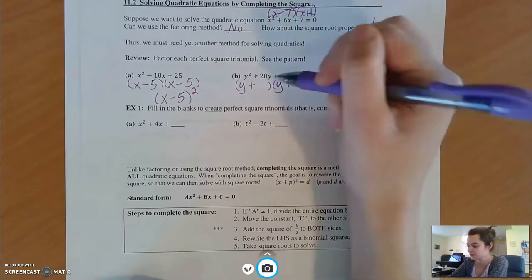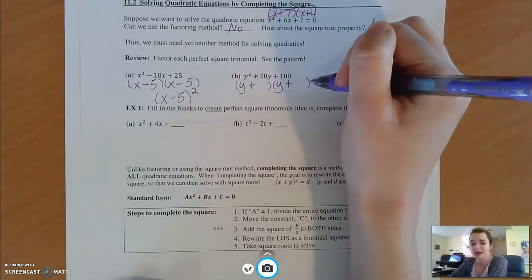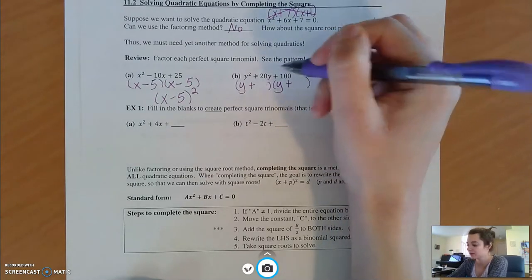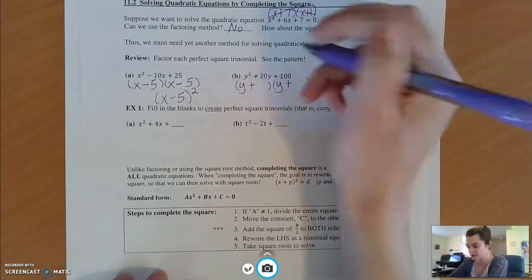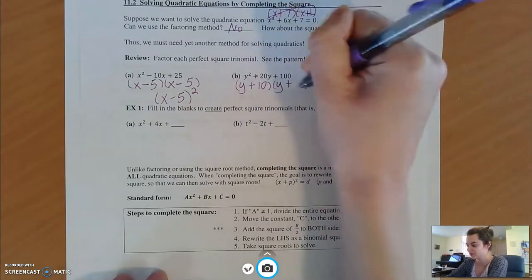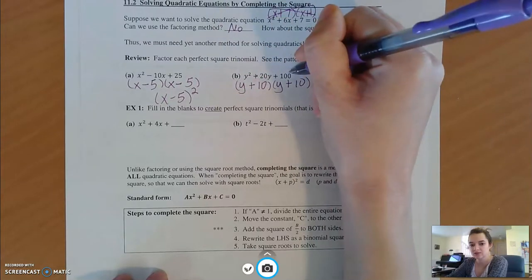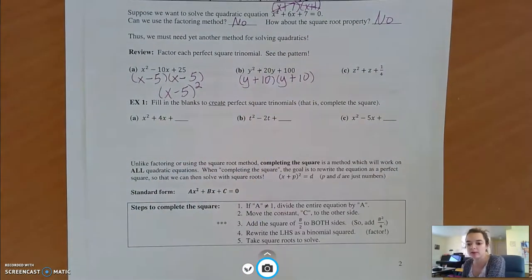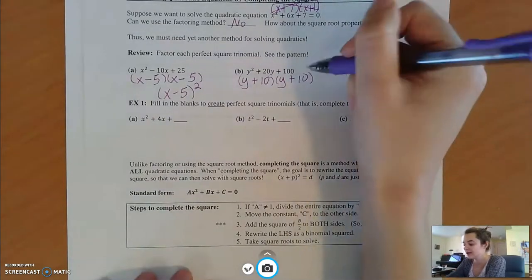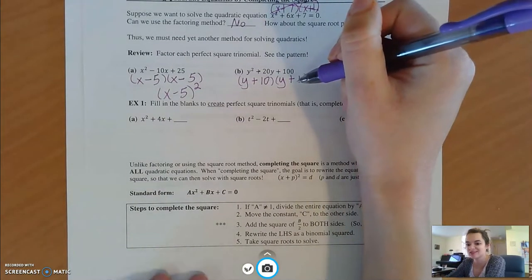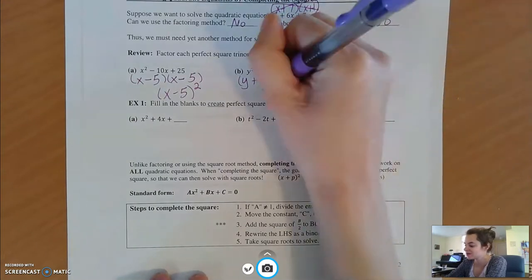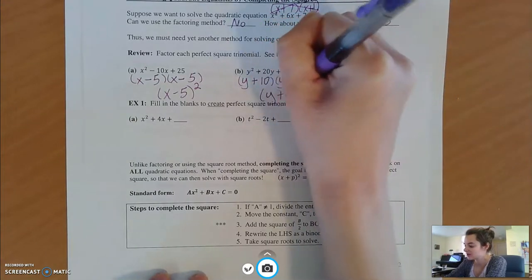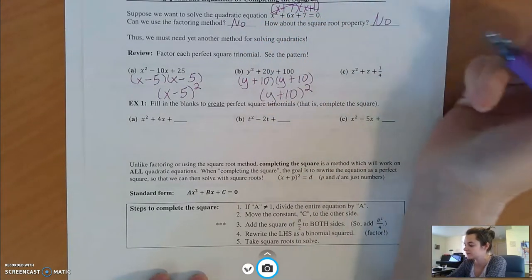And then to get 100, there are a lot of different options. But the only way I'm getting 20 from all of those options would be 10 times 10. So 10 times 10 gives me 100. 10y plus 10y gives me 20y. Okay? And yet again, you notice we have the same parentheses twice. Okay? So that's y plus 10 squared.